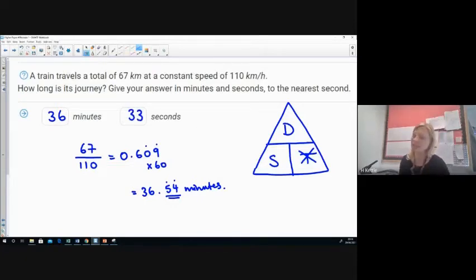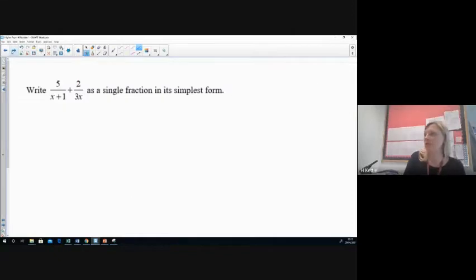So timesing by 60 is going to get it into minutes, and then timesing the seconds by 60 will tell you how many seconds it is as well. Cool. Just remembering that to draw your triangle speed, distance, time, distance is on the top. Every time I'm going to the wrong computer, sorry.